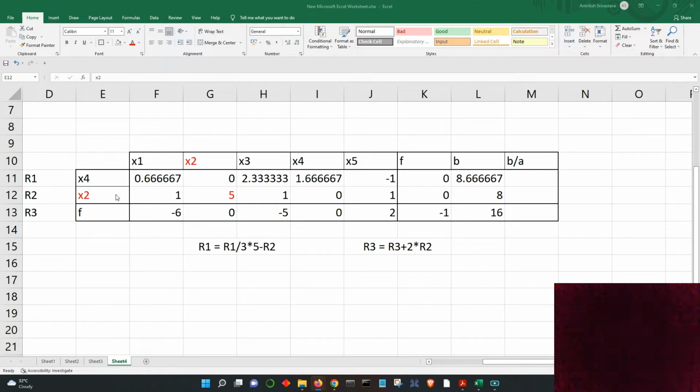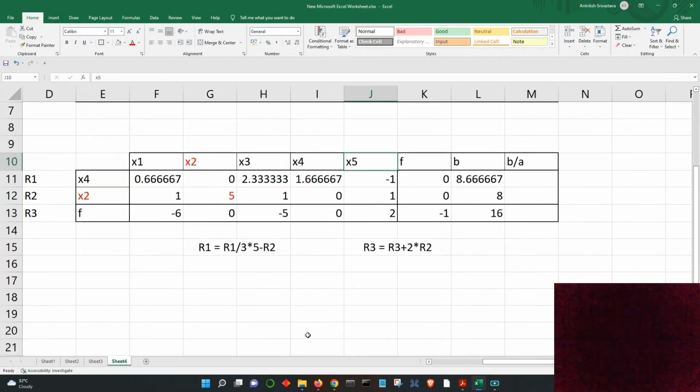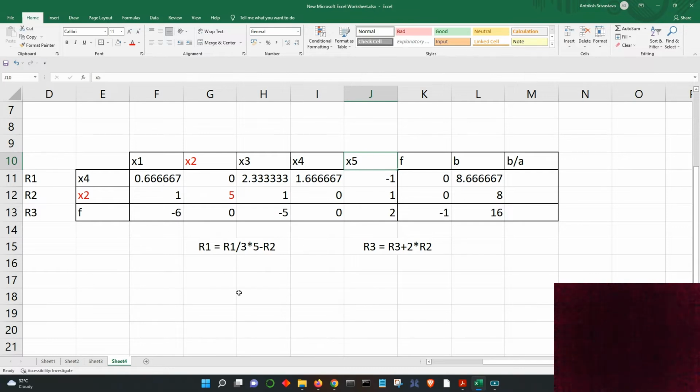Can anyone tell me? Since we now have these two basic variables, what will be the value of these non-basic variables? 0, correct? So when this is a non-basic variable, and I have told you that we can write the equation that we have seen here, we can write the equation by multiplying these things and making it equal to b. So let's see whether we can do that. We can do it here also.